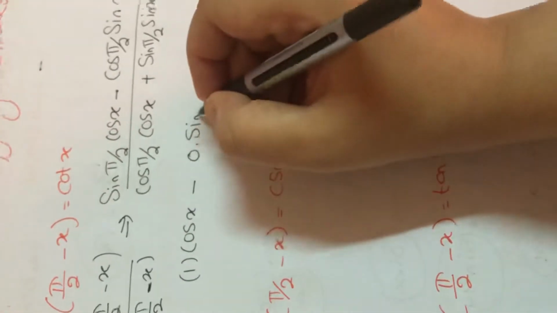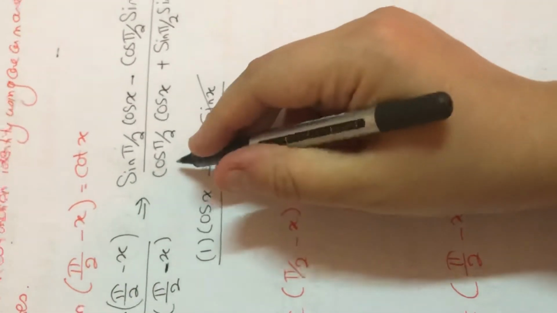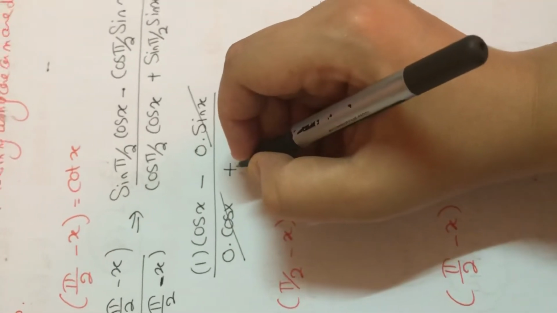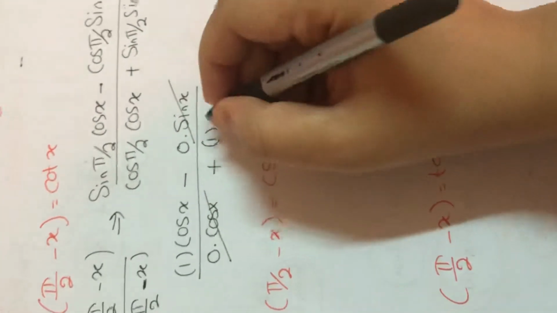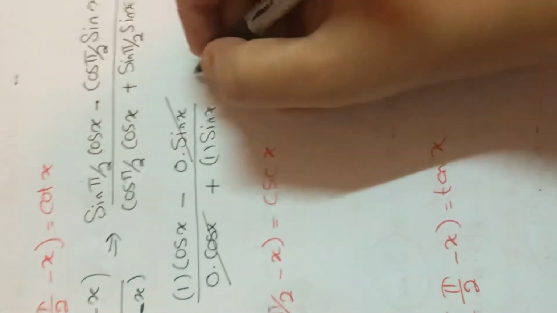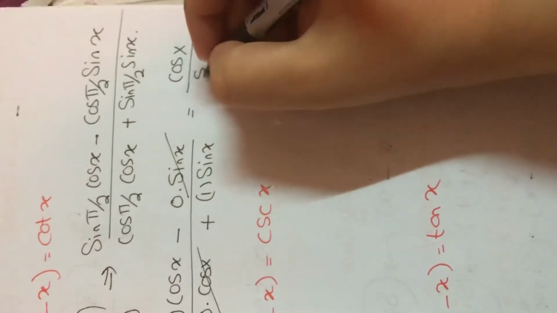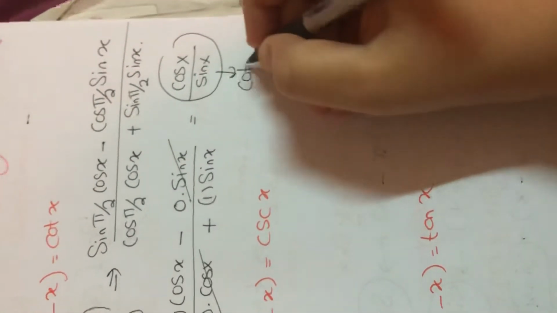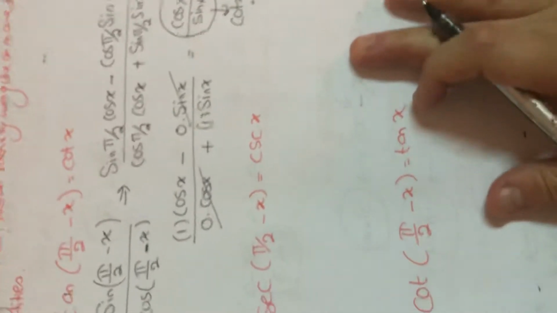So 0 times sine x is going to be 0. Cosine at pi over 2 again is 0, so 0 times cosine x is 0. Plus sine at 90, we said it's 1, times sine x. What did you end up with? You ended up with cosine x over sine x. And what is cosine x over sine x? Cotan x. And here you proved this cofunction identity.